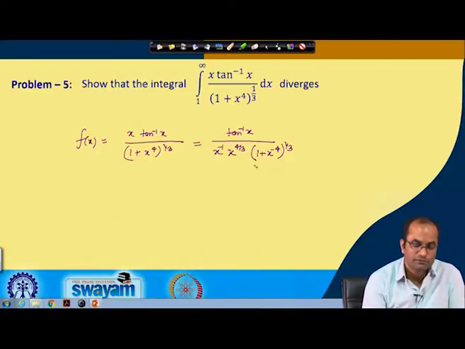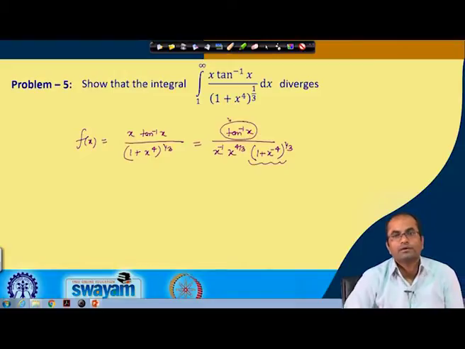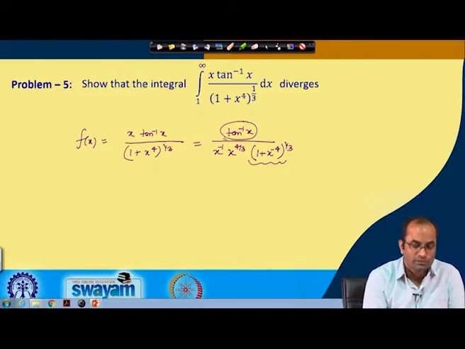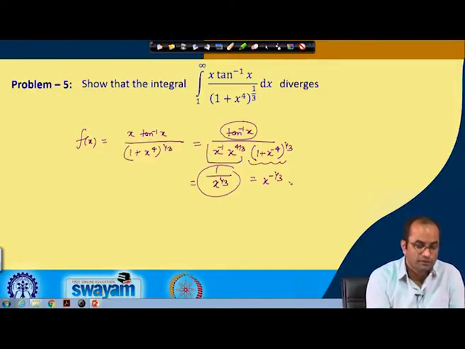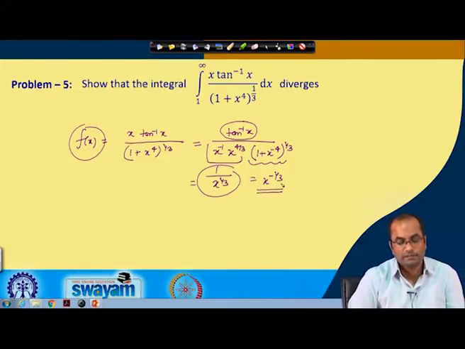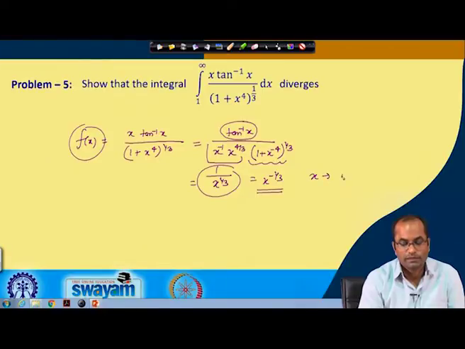As x approaches infinity, this will be 1, and tan inverse x will also be a constant term, pi by 2. So, mainly the behavior can be seen from this term, which is 1 over x to the power 1 by 3, or x to the power minus 1 by 3 as x approaches infinity. So, this integrand behaves as x to the power 1 minus 1 by 3 when x approaches infinity.